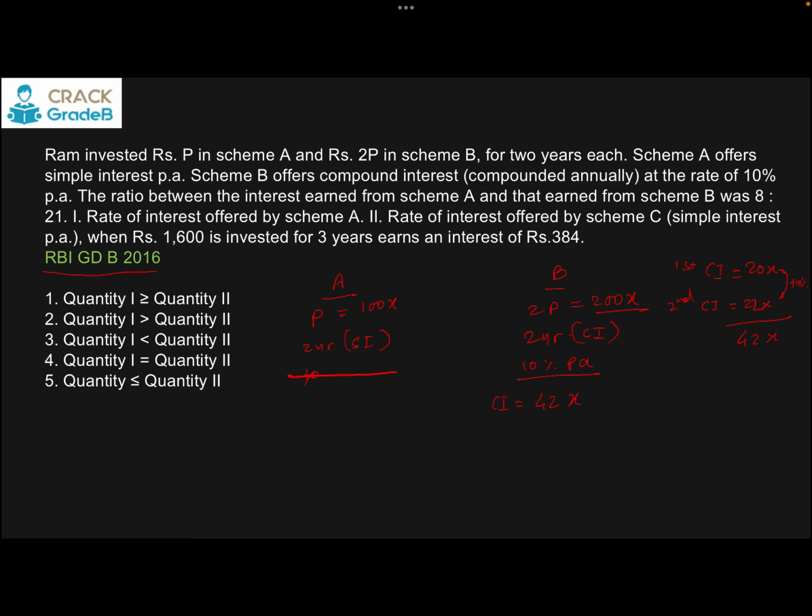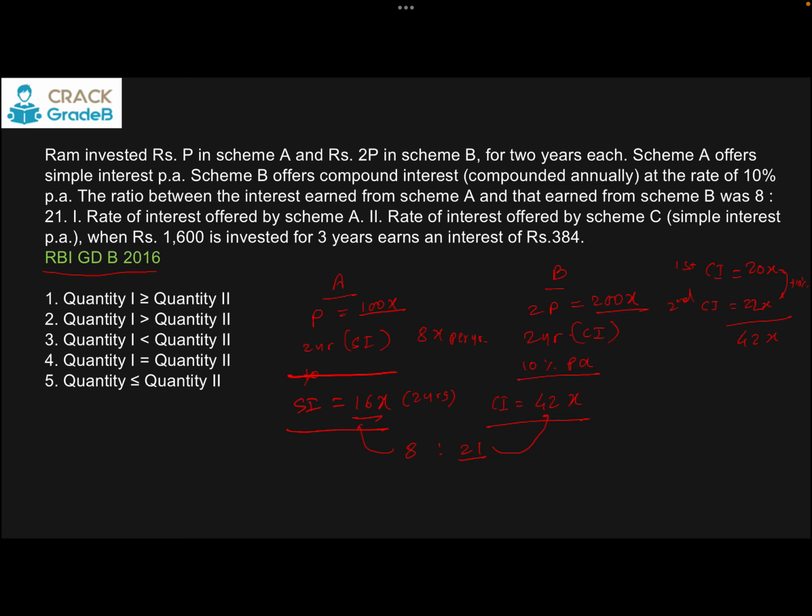They are saying the ratio earned between the simple interest here and compound interest here is 8:21. So if this 21 is getting 42x, the 8 will become 16x. To maintain the ratio, obviously, if 21 is getting 2 times, 8 will also get 2 times. So if 16x we are earning in 2 years, so per year we earn 8x rupees per year.